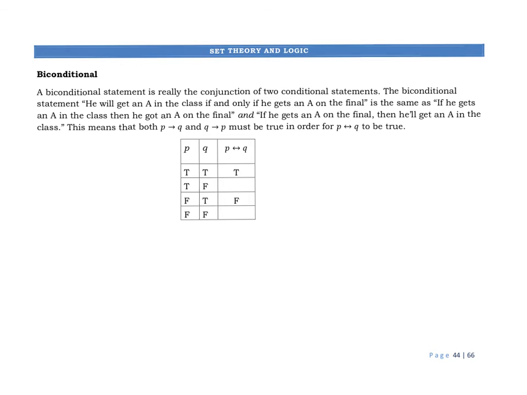And then lastly is a biconditional. A biconditional statement is really the conjunction of two conditional statements. Again, the conjunction of two conditional statements. So the biconditional statement, he will get an A in the class if and only if he gets an A on the final, is the same as if he gets an A in the class, then he gets an A on the final. And if he gets an A on the final, then he'll get an A in the class. This means that both if P then Q and if Q then P must be true in order for that biconditional to be true.